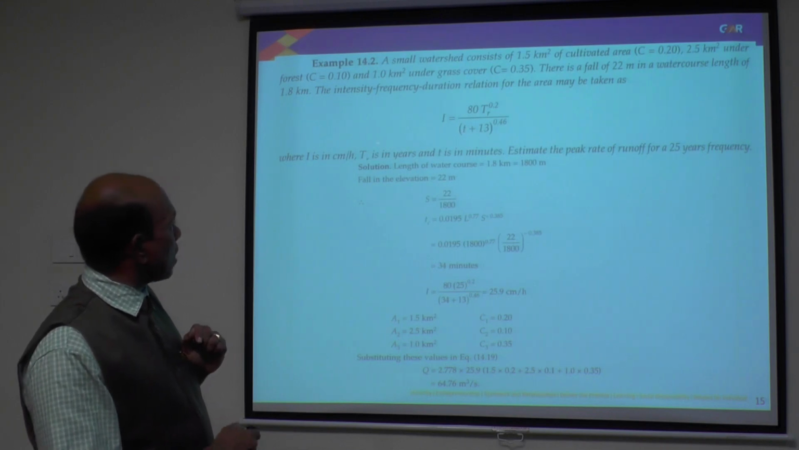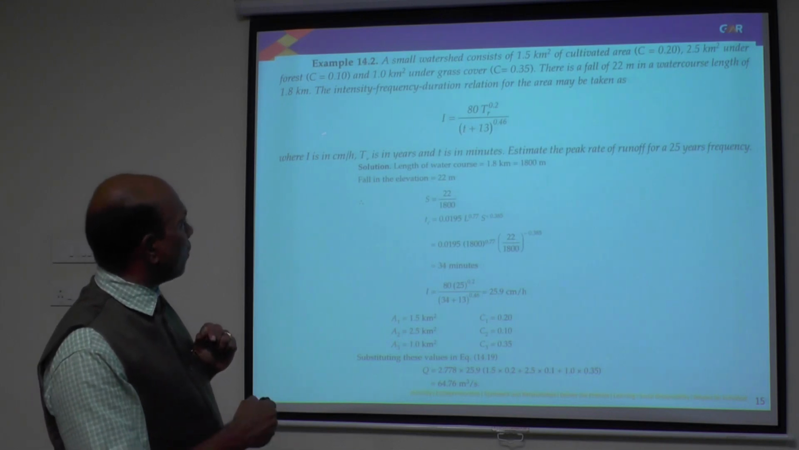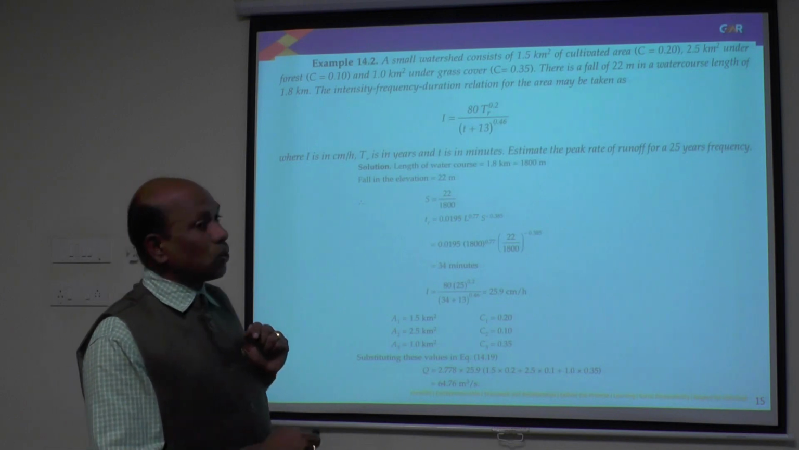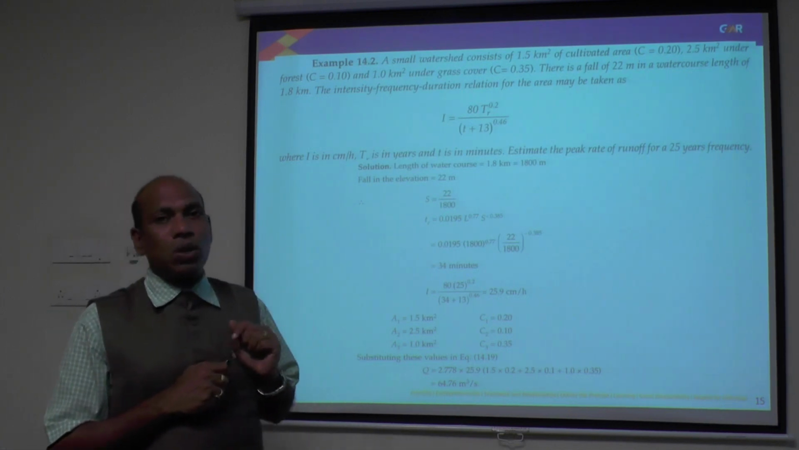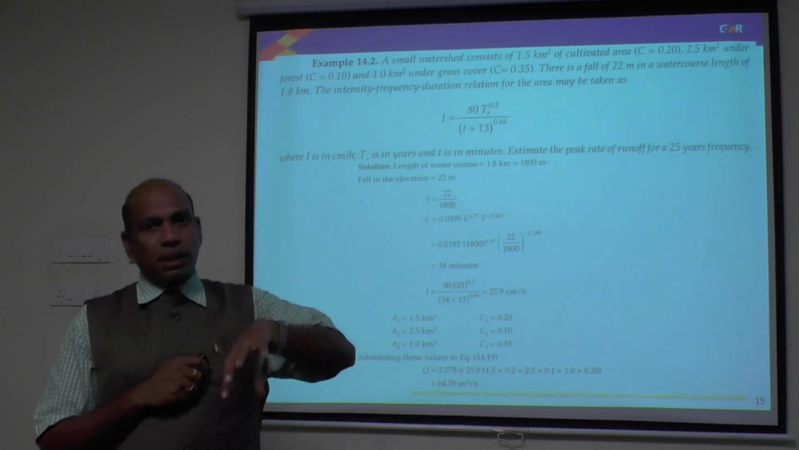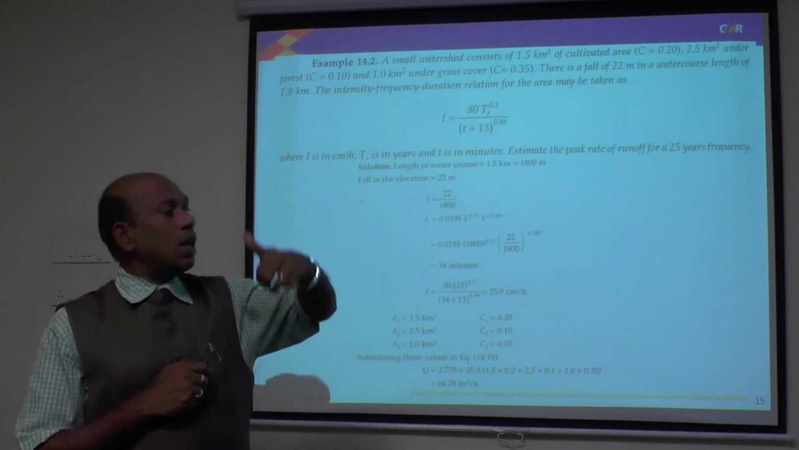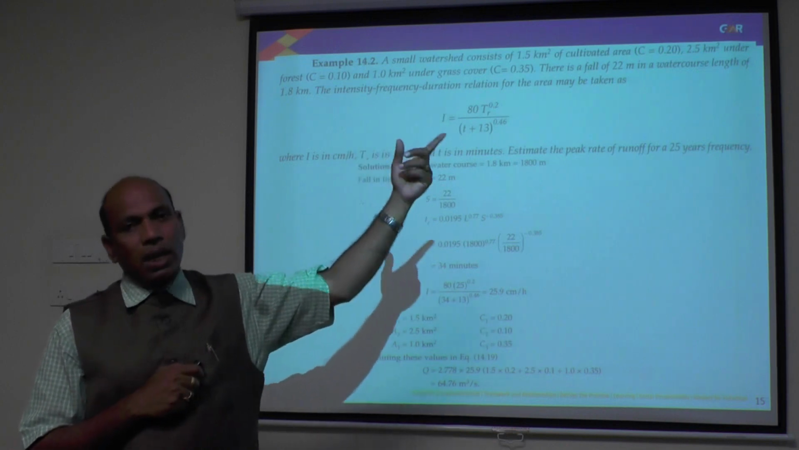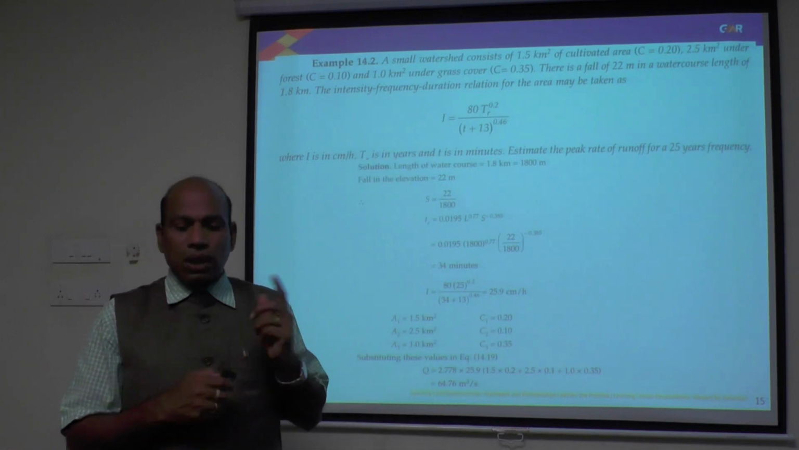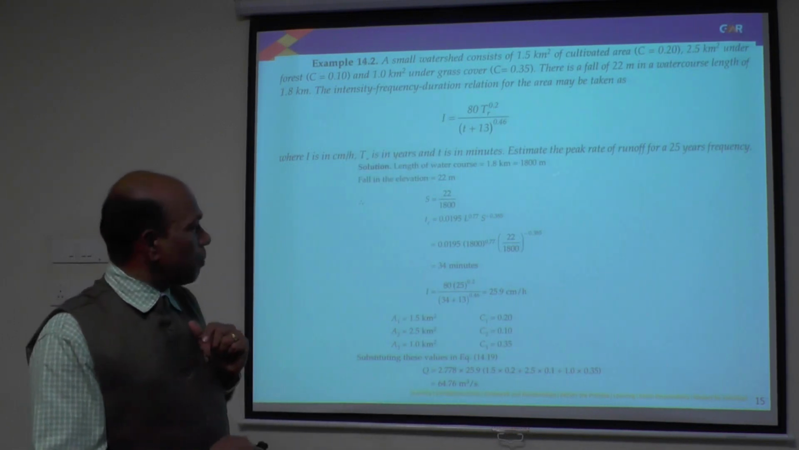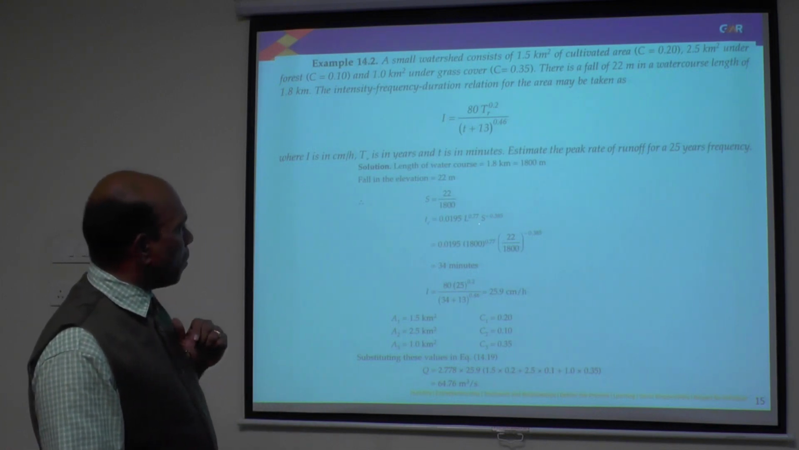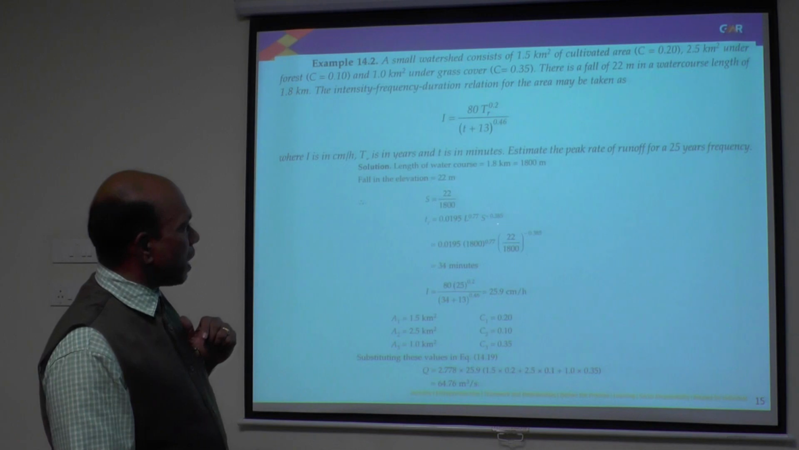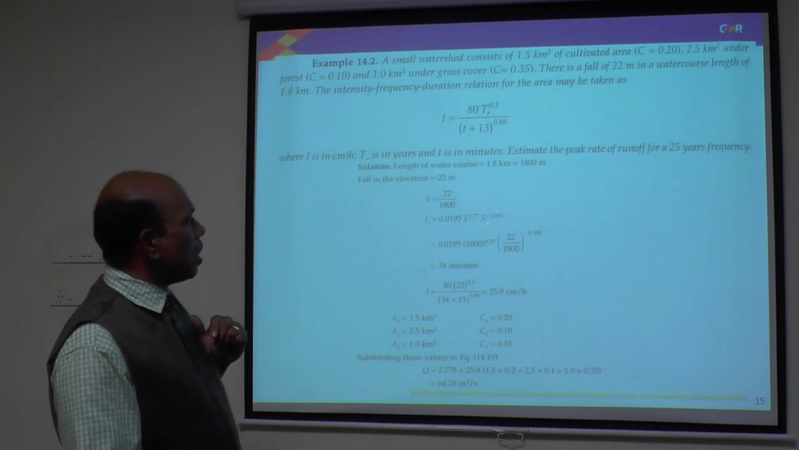So T is not given. In the earlier problem they gave the time of concentration as 50 minutes, but here they have not given it. We are going to first calculate the T value, the time of concentration, then substitute in this equation, and then we have the intensity of rainfall. For the determination of the time of concentration, we have one formula: 0.0195 L to the power 0.77, S to the power of this one. S means the slope.